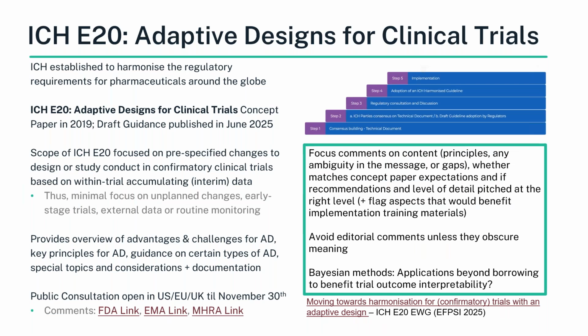Is the level of detail correct? Avoid editorial comments unless there's some ambiguity you believe is being caused by the language. And then they specifically mention Bayesian methods, which mostly focuses right now on borrowing and, to a shorter extent, on use of Bayesian criteria as the mechanism for doing adaptive design. Is there more that they should be doing there in terms of improving trial interpretability? So they're asking specifically for Bayesian design. That's one area. I would be surprised if there wasn't some level of change between the draft guidance we have available right now and the final guidance, for example.